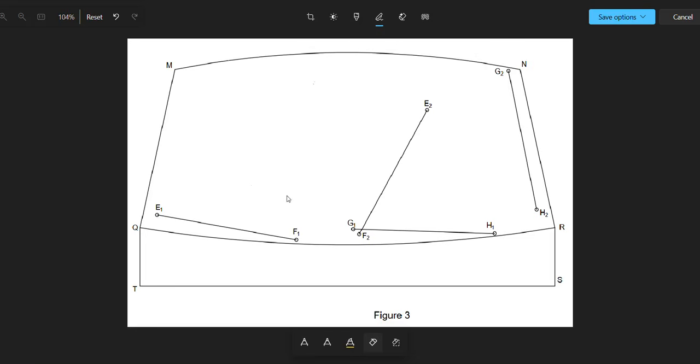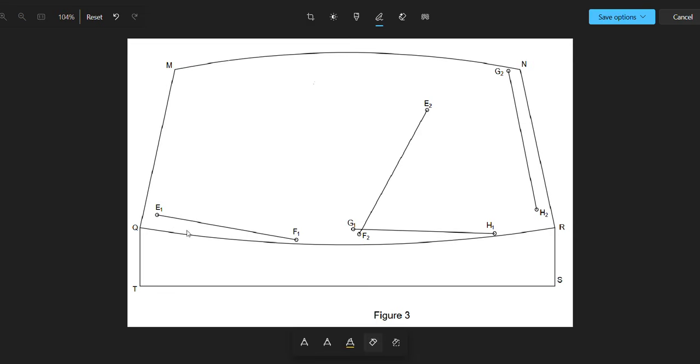Welcome to another video, and today I want us to solve this assignment. In this assignment, the question starts by saying that in figure 3, area MNRQ is a windscreen, and then there are two wipers.